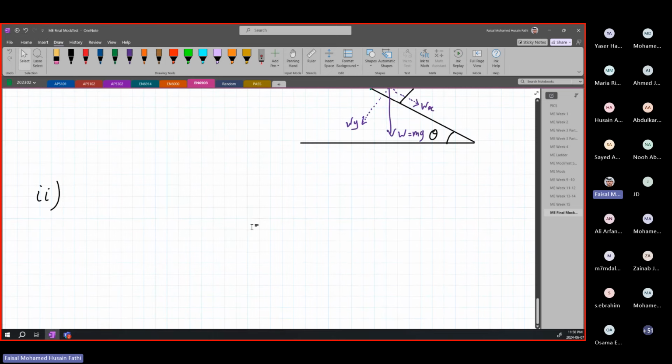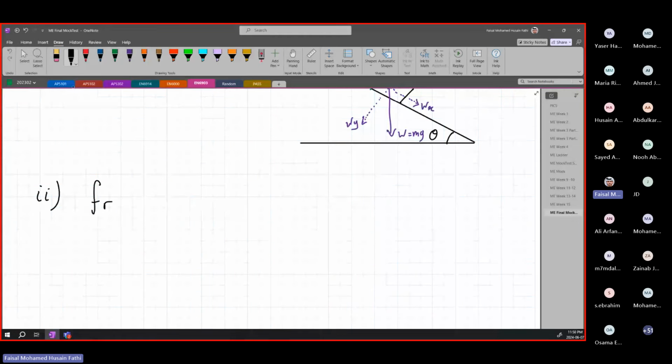So what energy methods do we have? First of all, how can we find the energy that is exerted because of friction? The energy due to friction, how can we find it? The way to do that is we need to find the work done by friction.